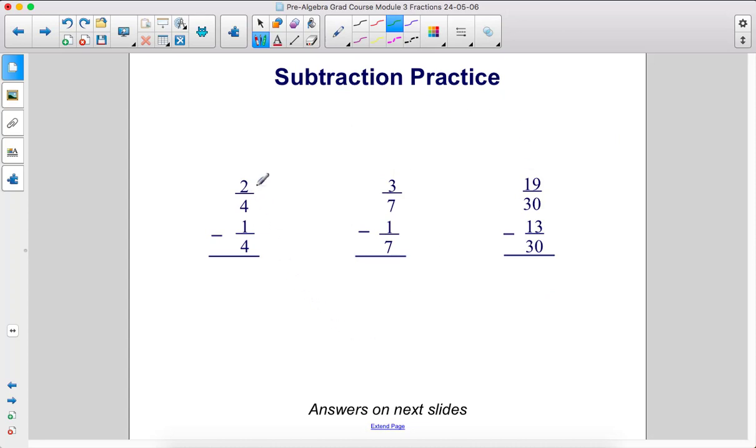Subtraction practice. All right, we are going to subtract the numerators and then keep the common denominator. 2 minus 1 is 1 over the common denominator of 4. 3 minus 1 is 2 over the common denominator of 7. 19 minus 13 is 6 over 30. The first answer is 1 over 4. The second answer is 2 over 7. And finally, 6 over 30.